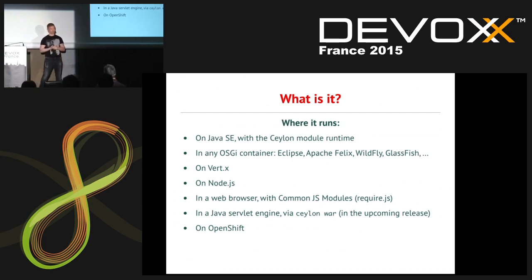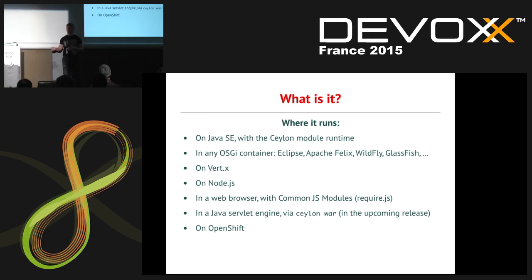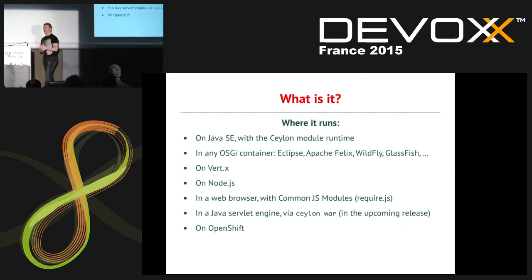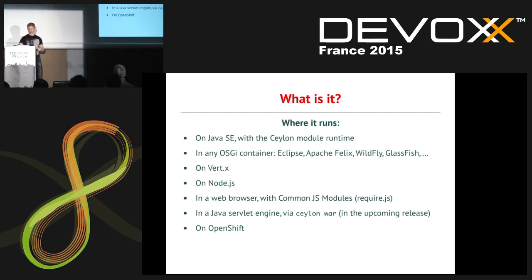You can use Ceylon in Node.js, compiling to JavaScript. Node.js has its own module system, and Ceylon is compatible with that. You can use it in a web browser together with CommonJS or RequireJS or something like that, and then you can run your Ceylon modules. You can load your Ceylon modules via the require function. In Ceylon 1.2, which is basically ready at this point, you can repackage a Ceylon module as a WAR using the command ceylon war, and you'll have a Java EE application. Finally, as Steph demonstrated yesterday, you can run Ceylon on OpenShift, which is Red Hat's cloud.